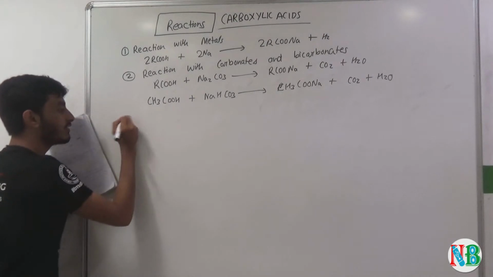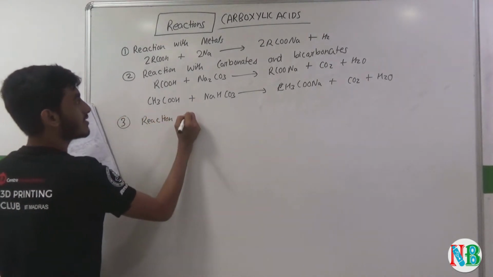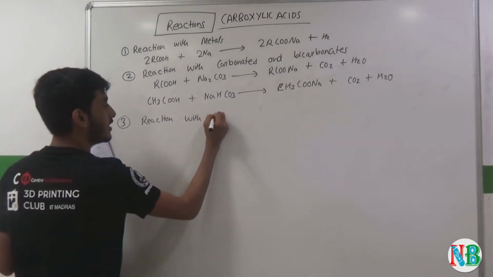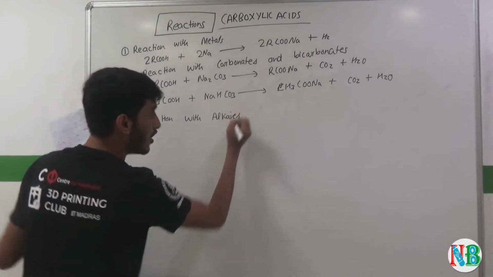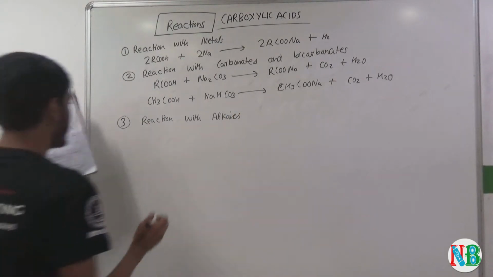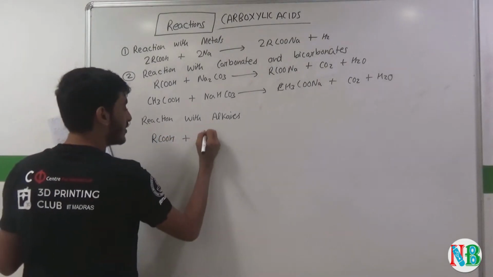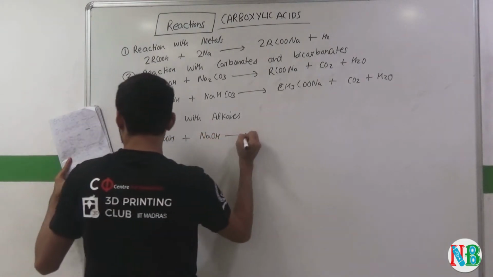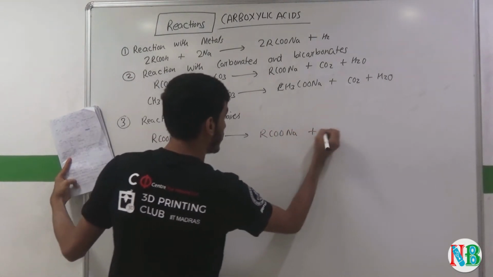Third one is reaction with alkalis. The alkalis are actually bases. We know one thing, that acid plus base is equal to salt plus water. So RCOOH reacts with a base NaOH to form a salt RCOONa plus H2O.